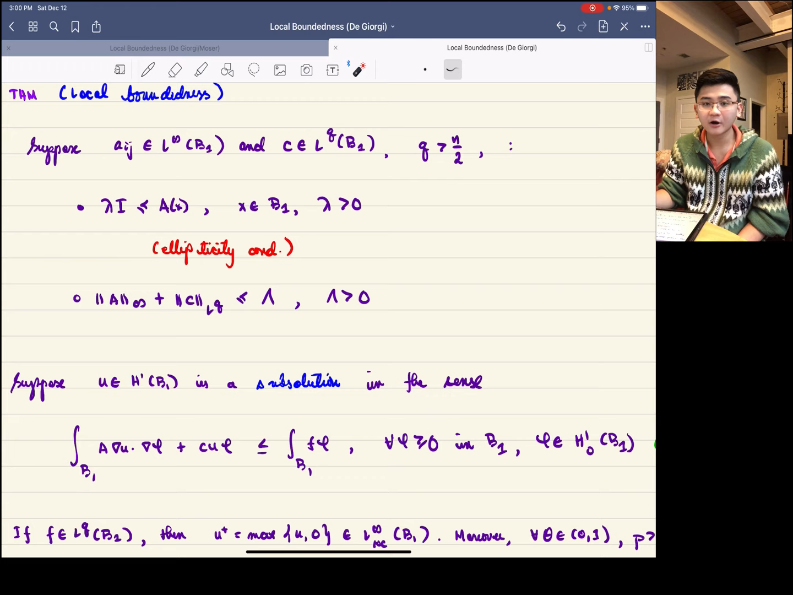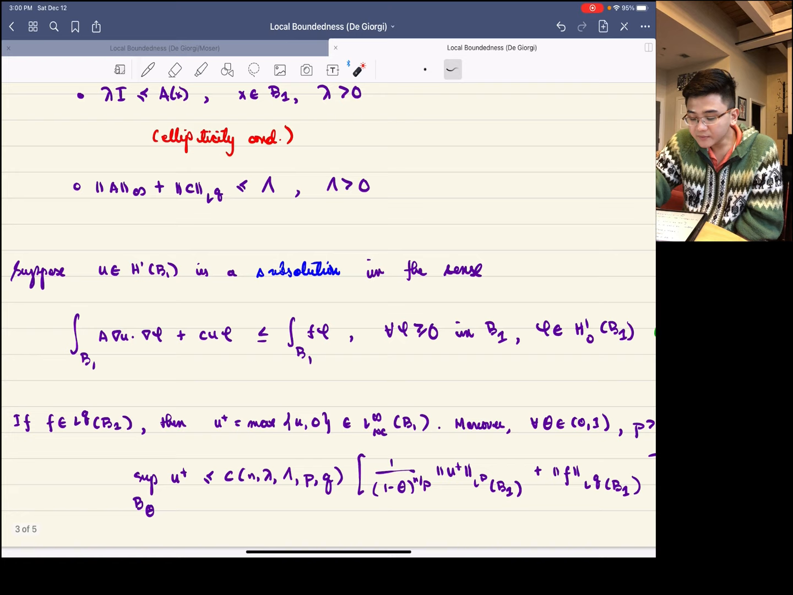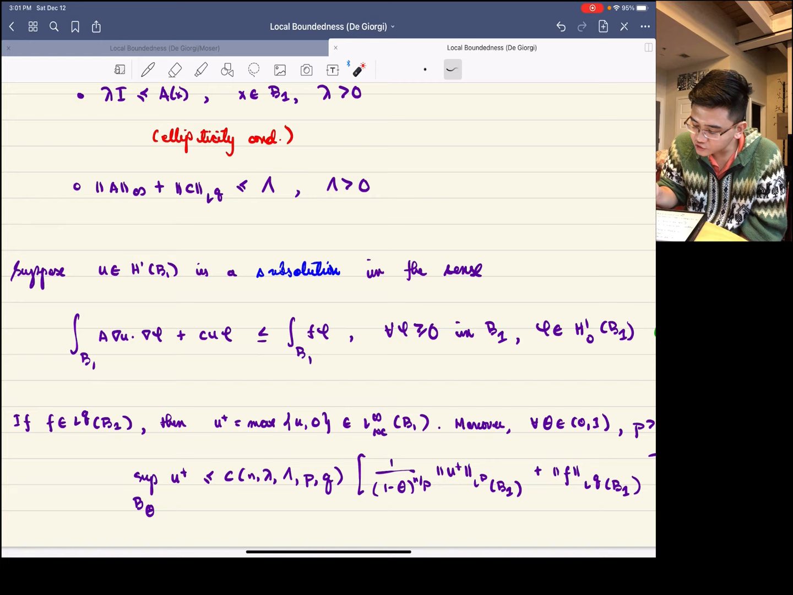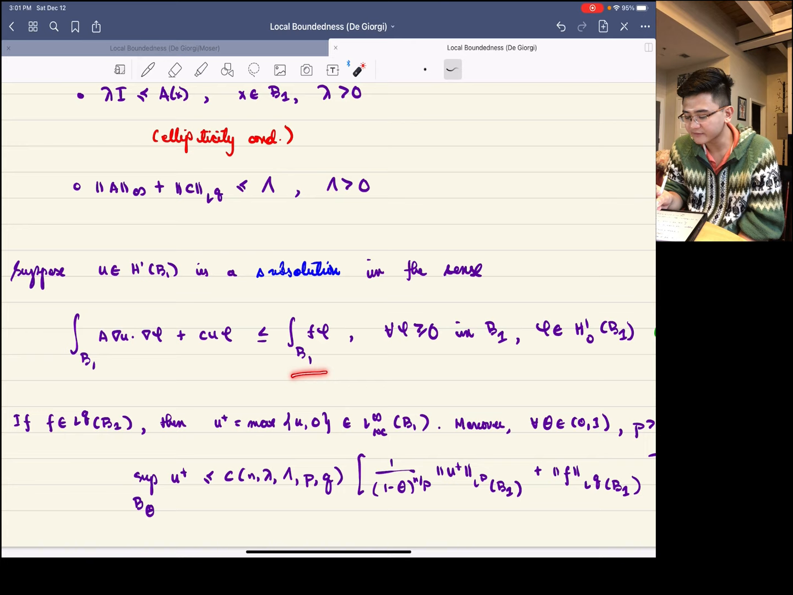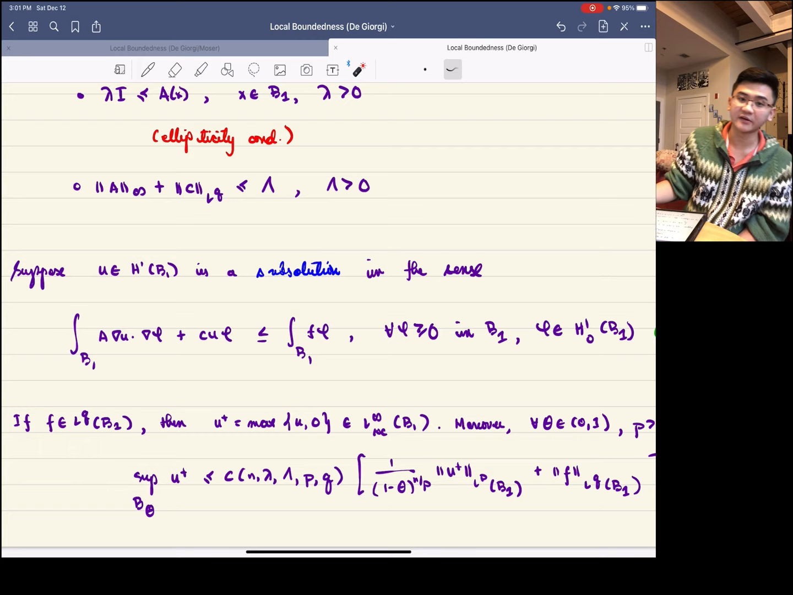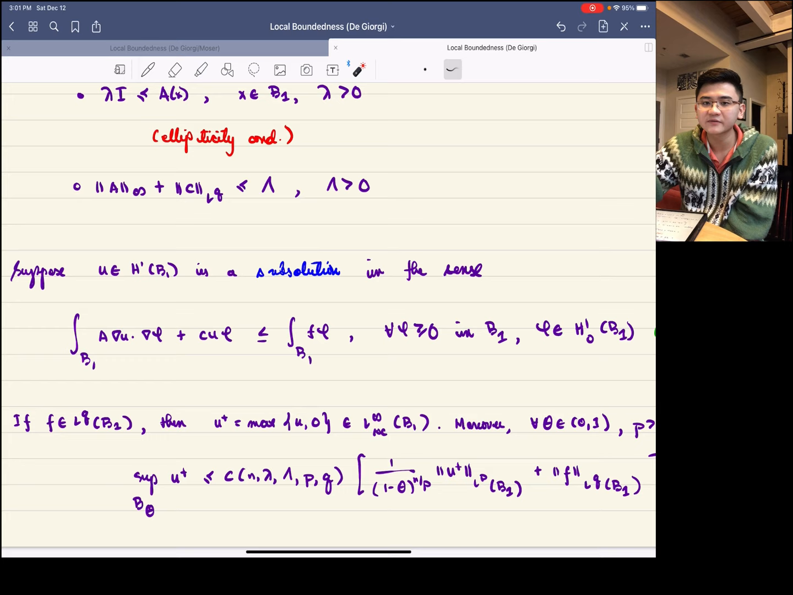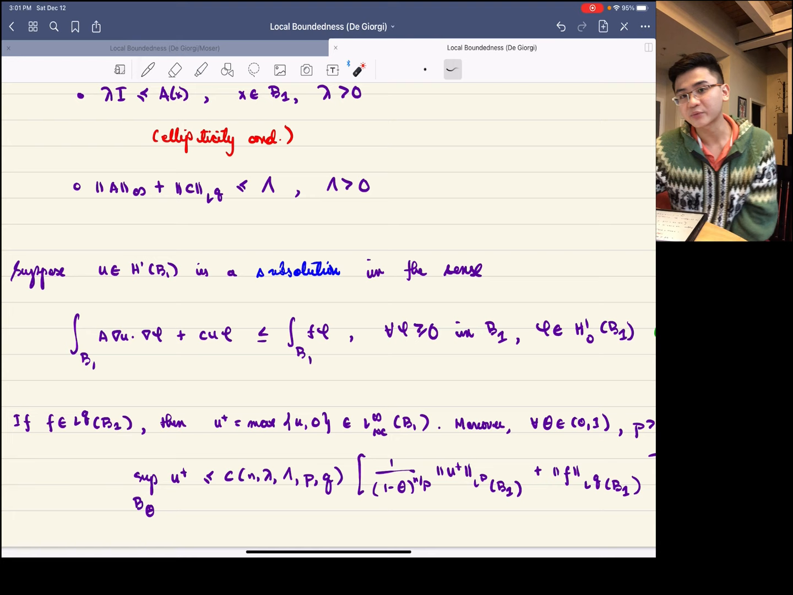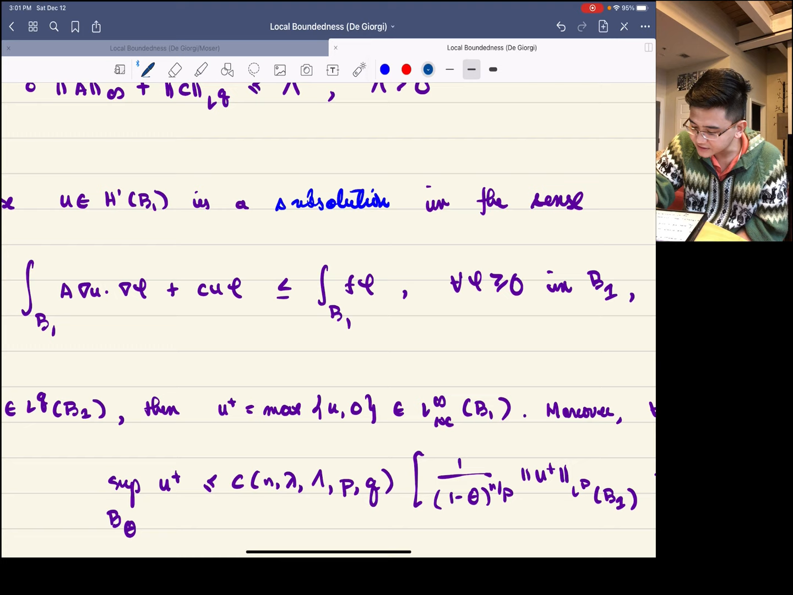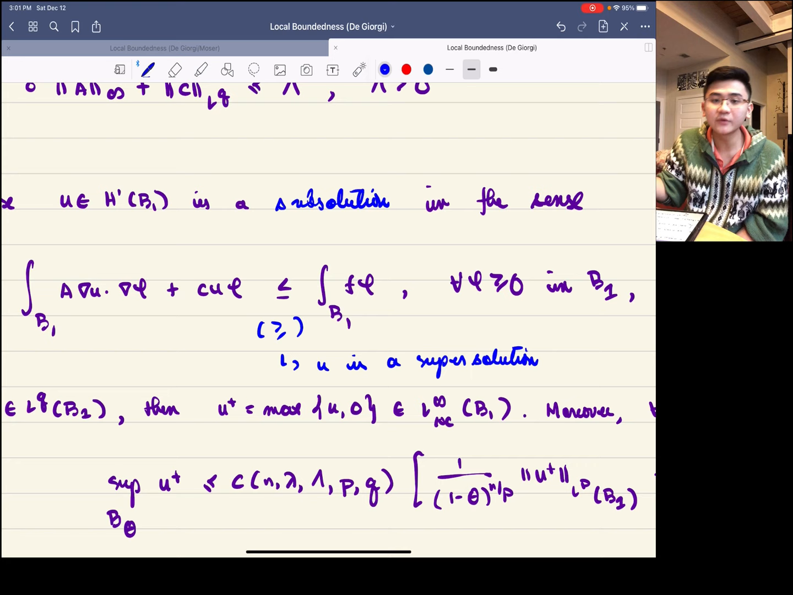Then, let's look at subsolutions U. When we say subsolution, what we mean is in the following sense: the integral of A grad U dot grad phi plus Cu phi is less than or equal to the integral of F phi over B1. And this is not for all test functions. It's only for test functions phi that are non-negative in B1 and in H1 0. There are actually similar notions for a supersolution, and in fact a weak solution is both a subsolution and a supersolution. A supersolution is just going to be the opposite direction. So if the inequality goes the other way, you have that U is a supersolution. And if U is both a subsolution and a supersolution, it's a weak solution.